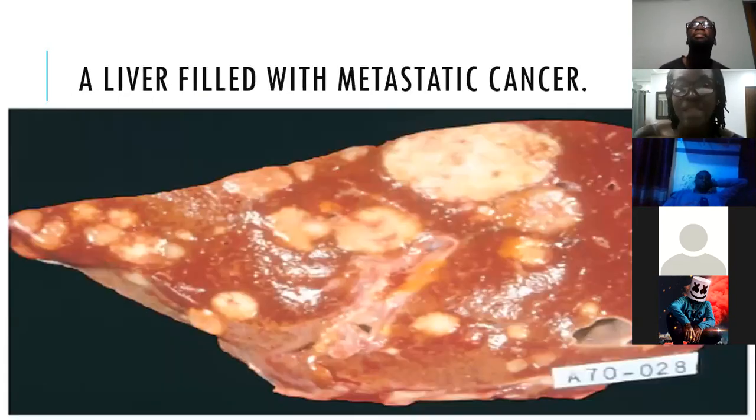So this is a liver filled with a lot of metastatic cancer deposits. The light brownish areas are the tumor deposits in the liver. And then you also have the darker brown, which is the liver itself.